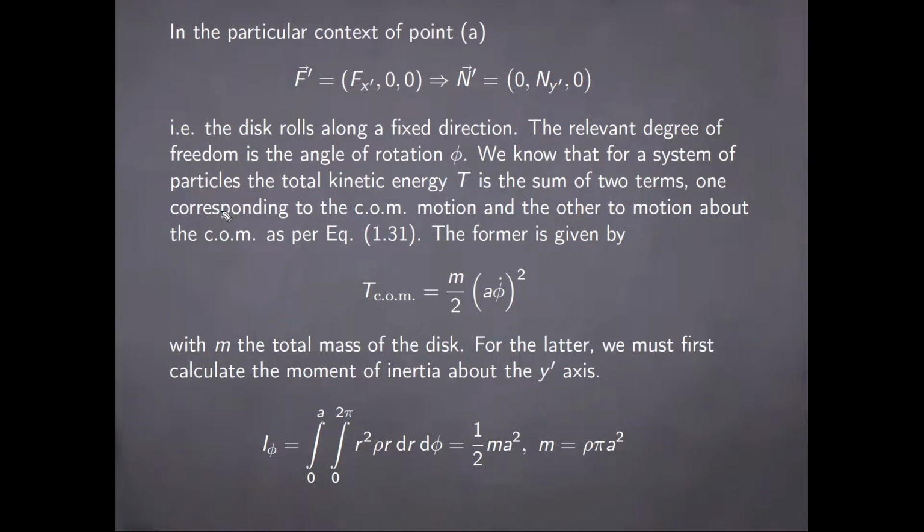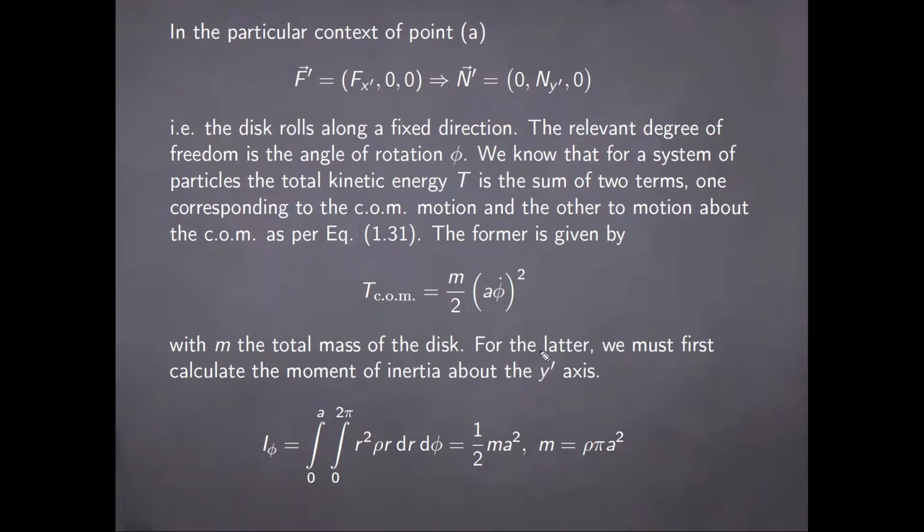We know that for a system of particles, the total kinetic energy T is the sum of two terms, one corresponding to the center of mass motion and the other to motion about the center of mass, as per equation 131. The former is given by the total mass of the disk divided by 2 times the square of the disk's velocity, which is just the radius a times the angular velocity phi dot.